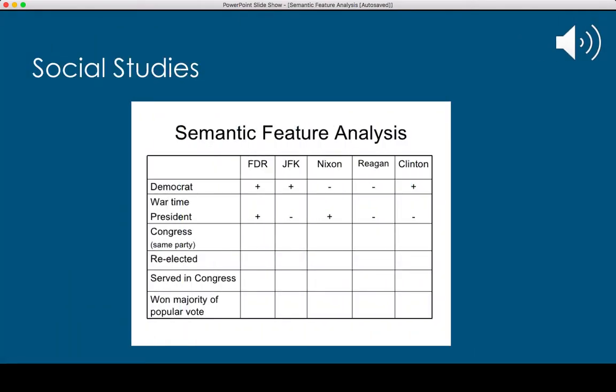In social studies or history classes, semantic feature analysis can be used to compare and contrast characteristics of important people, places, and time periods. This example compares and contrasts Presidents FDR, JFK, Nixon, Reagan, and Clinton by their political party, whether or not they were president during a war, and other factors that will help students make connections between them.